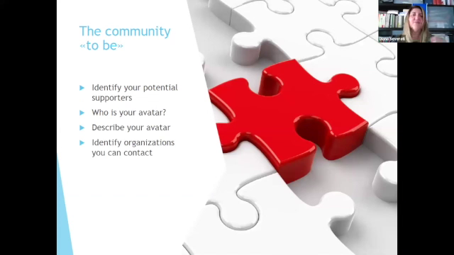Then think about the community to be. Identify your potential supporters. Who is your ideal supporter, your avatar? Try to design it. The characteristics: male, female, both, the age, the job, every characteristic. Try to describe your potential supporter, your backer. Describe your avatar and identify organizations you can contact, associations, networks, and so on. And estimate a community to be.